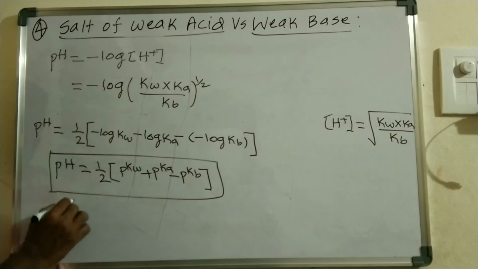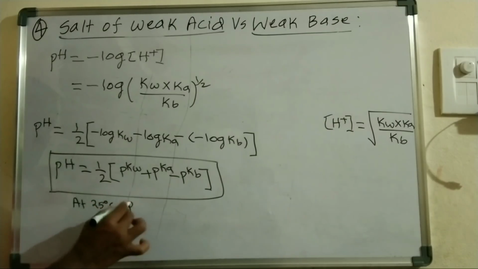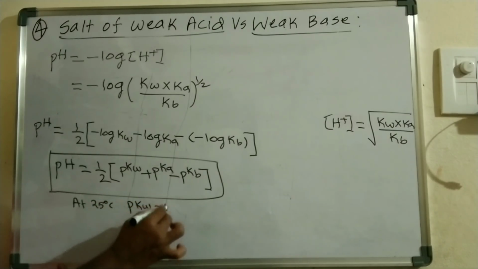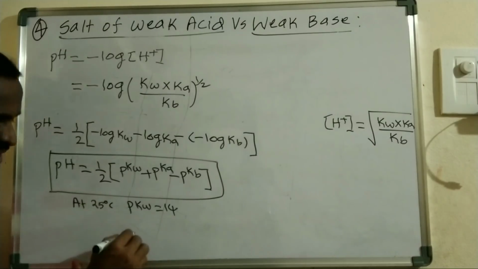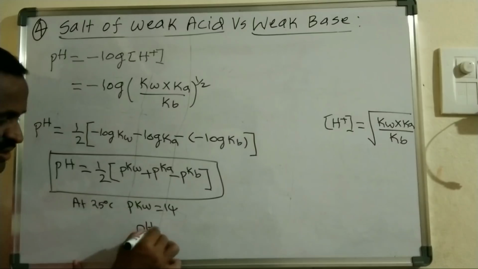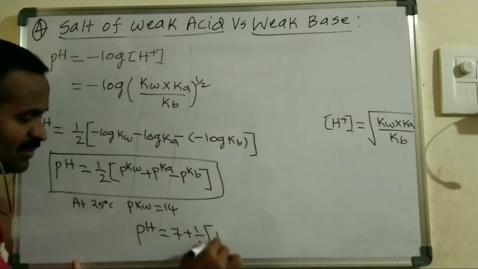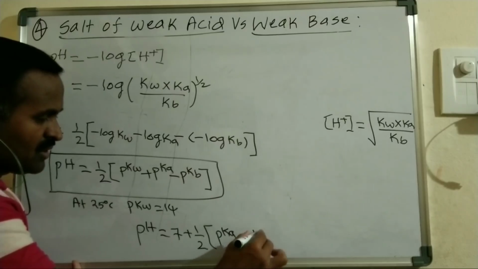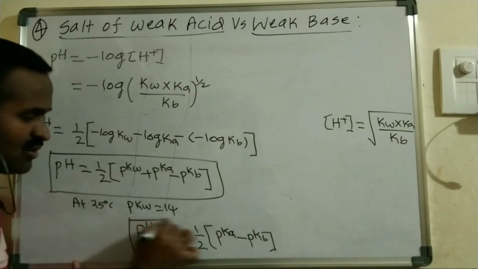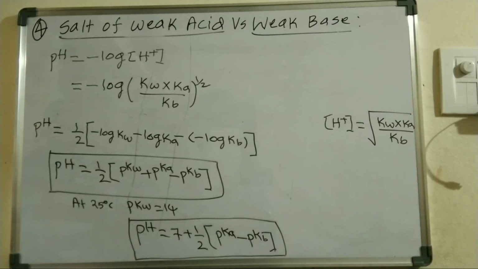At 25 degrees centigrade, as we all know, pKw is equal to 14. At 25 degrees centigrade pKw is 14. 14 by 2 means you will get 7 here, and the final expression I can write: pH is equal to 7 plus 1 by 2 of pKa minus pKb, which is the general formula to find out the pH of the salt of a weak acid and a weak base.